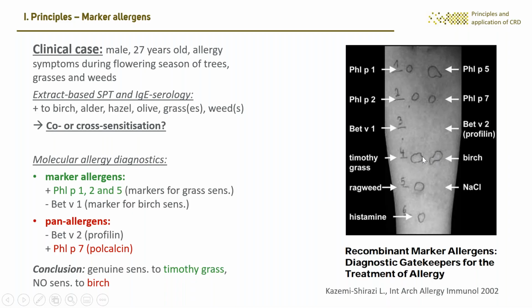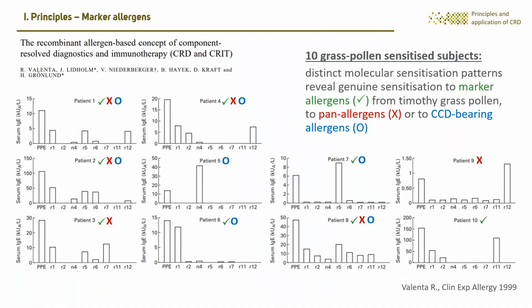So in this particular example, the diagnosis would have changed from allergy to birch plus timothy grass plus ragweed to genuine sensitization to only one of these three, to timothy grass, with cross-sensitization to birch and to ragweed. So also the recommendation would have changed from immunotherapy to all three sources to immunotherapy only to timothy grass. So this should illustrate how using allergen molecules can help you disentangle reactivity patterns, because each individual patient has his individual sensitization profile.